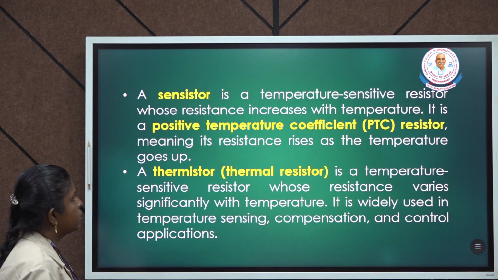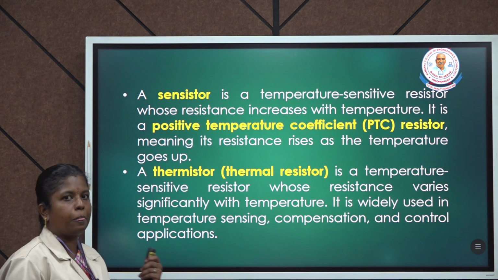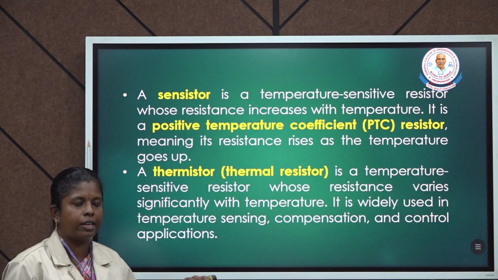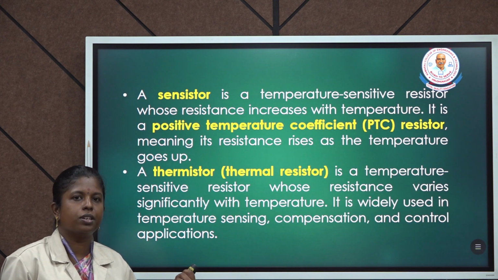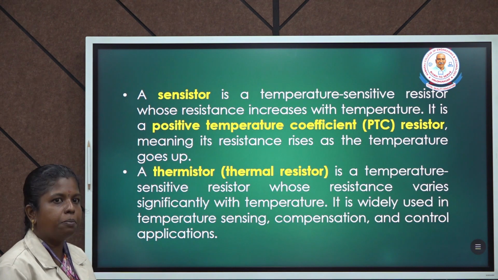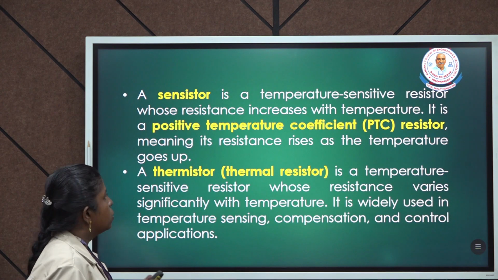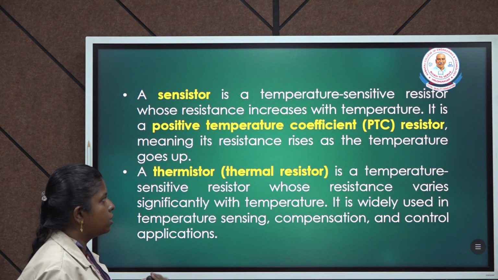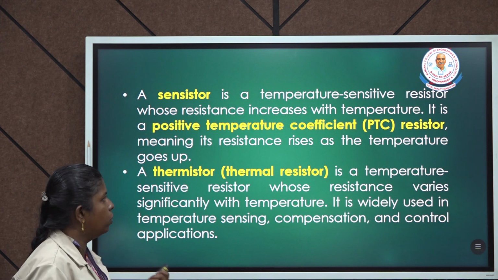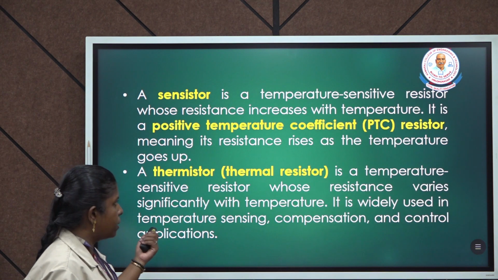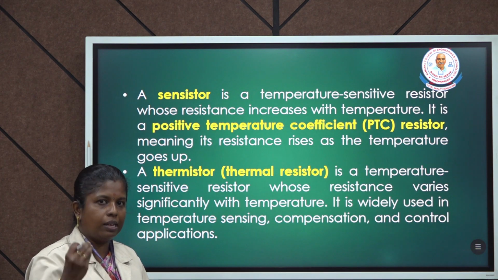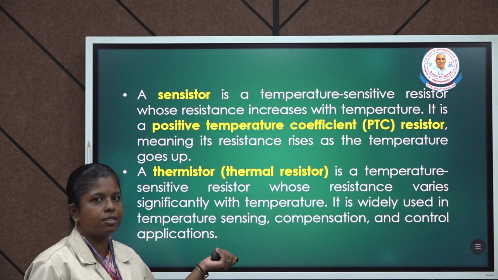Coming to the sensistor, it is a temperature sensitive resistor whose resistance increases with temperature. As the temperature increases, the sensistor reflects that temperature variation across that particular part of the circuit. It has a positive temperature coefficient, meaning its resistance rises as the temperature goes up. When the temperature of a particular part of the circuit increases, it is reflected in the sensistor.